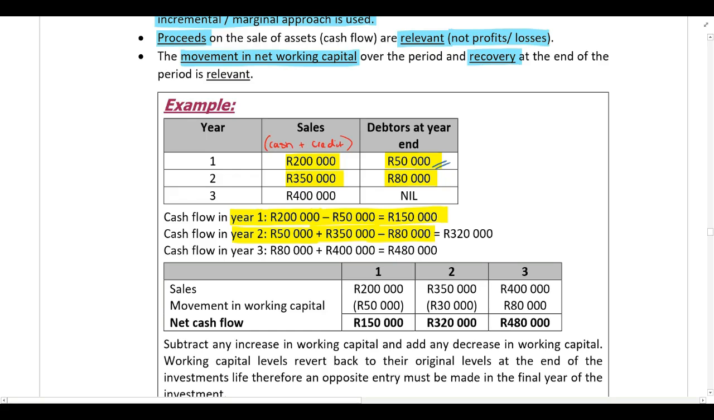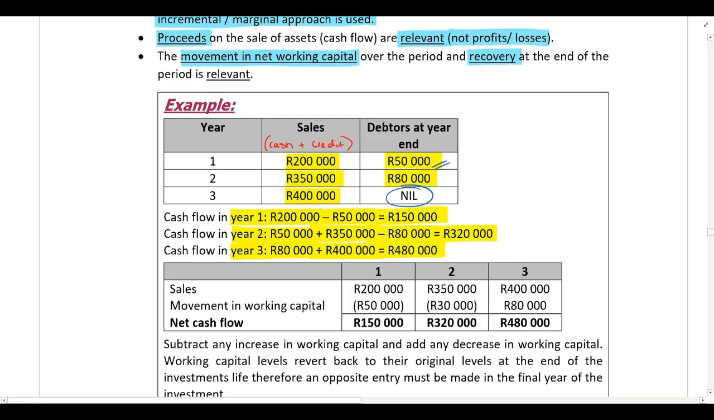So those debtors have not yet paid in this year, which means my cash flow in year 2 is 320,000 Rand. Then in year 3, I'm going to have an opening debtors balance of 80,000 Rand. In addition to that, I have sales of 400,000 and my debtors balance is now 0. So that means everybody has paid me. So my cash flow in year 3 is 480,000 Rand.